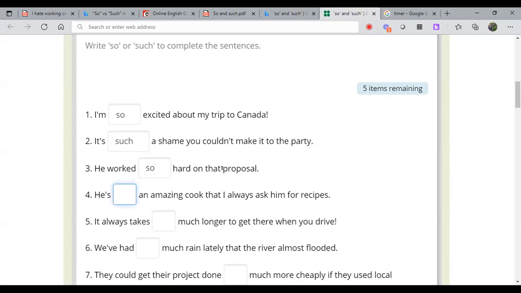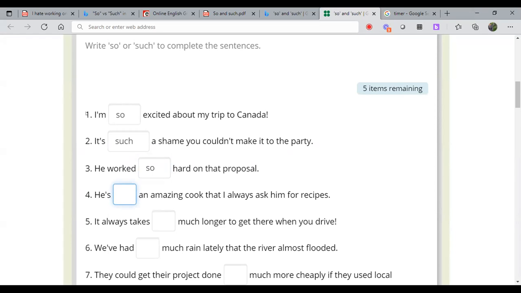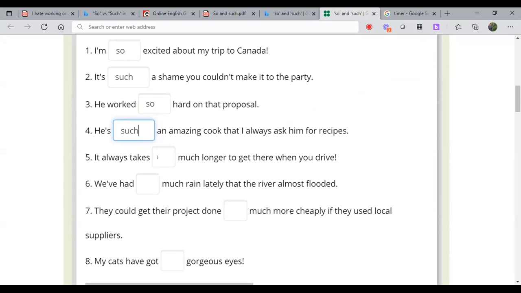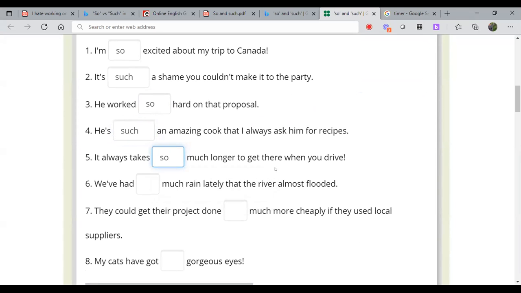Okay. Four. It's such an amazing cook that I'm always asking for the recipe. Recipes. Yes. Receipts son recibos. Sorry. Le pide la cuenta, le cobra. All right. Okay, such. All right. Mm-hmm. It always takes so much longer to get there when you drive.